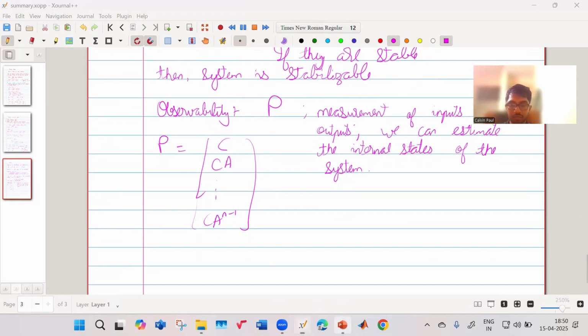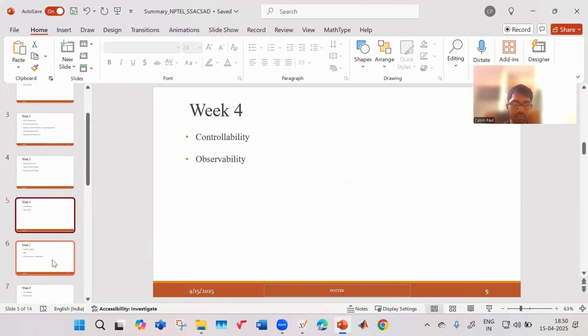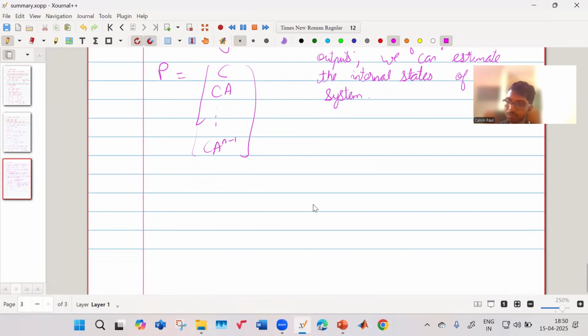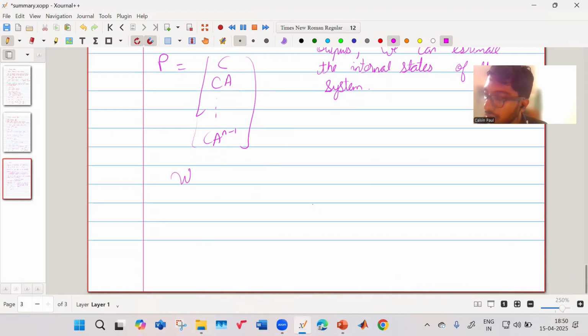Next, we'll go to week 5. Week 5 is related to stability. Before we do all this, there is a set of mathematical preliminaries.